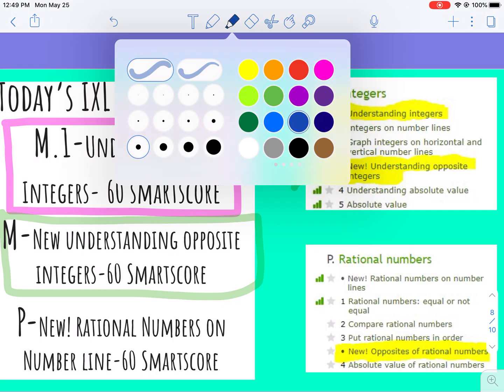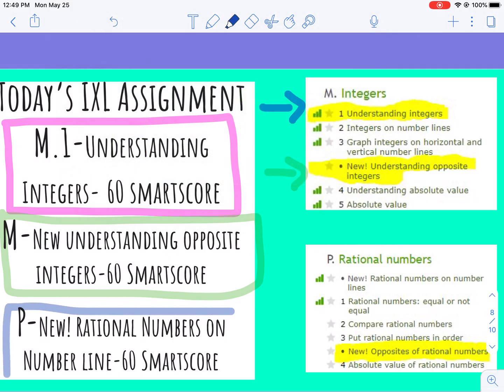And then the last one we have, you have to move to 6th grade, letter P. And remember, these are all in 6th grade, guys. And it's another new one, and it's going to fall in between P3 and P4, and it should say new opposites of rational numbers. So I'm going to go ahead into IXL. I'm just going to do kind of a little precursor of what these types of questions are going to look like, and then you guys are free to go off and work on your own.